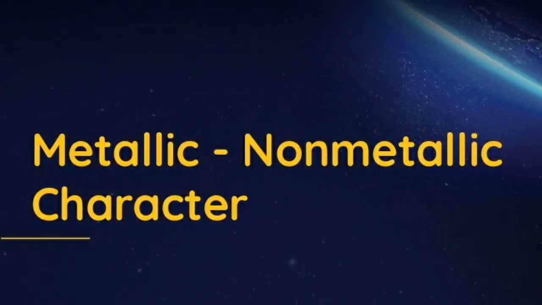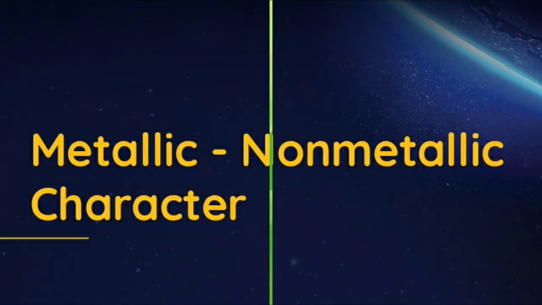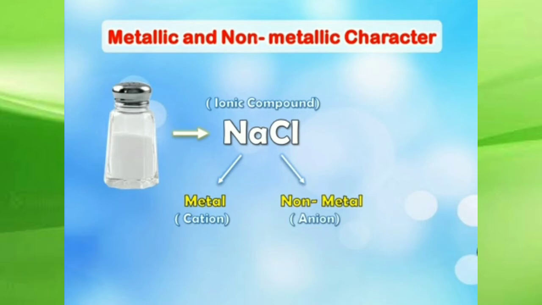Now, children, we will learn the third property, that is metallic and non-metallic character. Children, can you observe on your screen what it is? It is the common salt, right? The chemical name of it is NaCl, that is sodium chloride. It is an ionic compound.